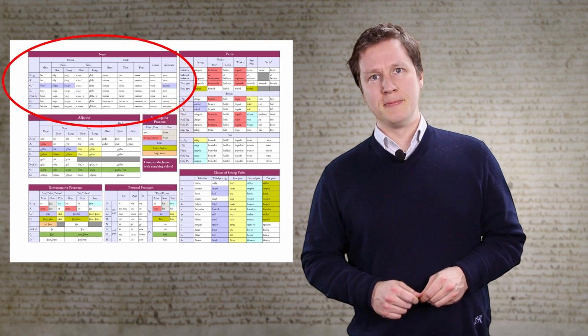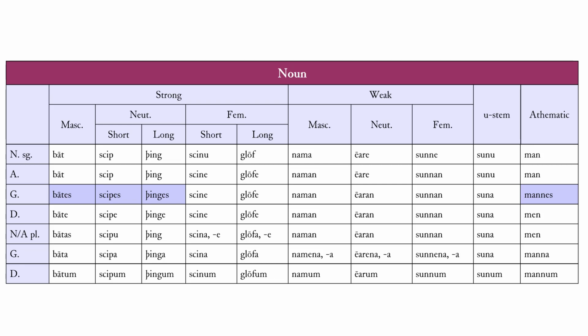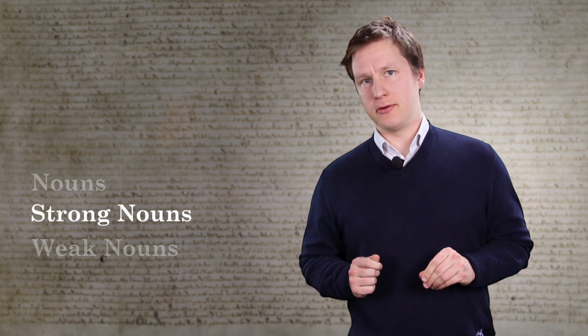Let's zoom in. As you can see, Old English nouns, like the pronouns and the nominative pronouns, have a variety of inflectional forms, corresponding to the various cases, whether the nouns are singular or plural, and the various grammatical genders. In addition, you can see that nouns fall into various categories: strong nouns, weak nouns, u-stem nouns, and athematic nouns. In this video, we'll not bother with the last two and focus instead on the strong nouns and the weak nouns. Let's continue with strong nouns.